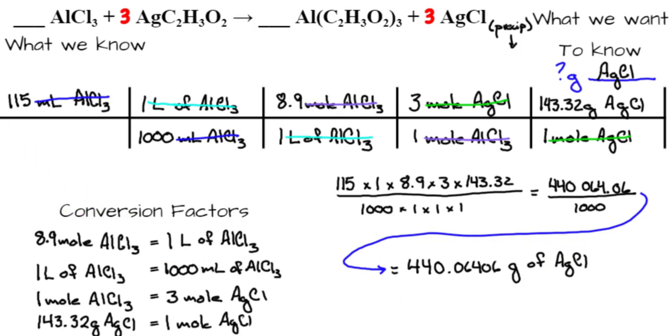All right. And then, to apply significant figures, this has 3 sig figs, but this number has 2 sig figs. So my answer is going to have 2 sig figs. And so this 4 is significant. This 4 is significant. The 0 is not significant, but it plays an important role. It is a placeholder. I cannot put a decimal here. Grams of AgCl.